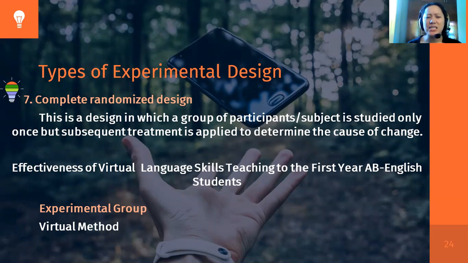So this is a design in which a group of participants or subjects is studied only once, but subsequent treatment is applied to determine the cause of change. So for example, effectiveness of virtual language skills teaching to the first year AB English students. So there is no control group here. We just have the experimental group, so the virtual method.